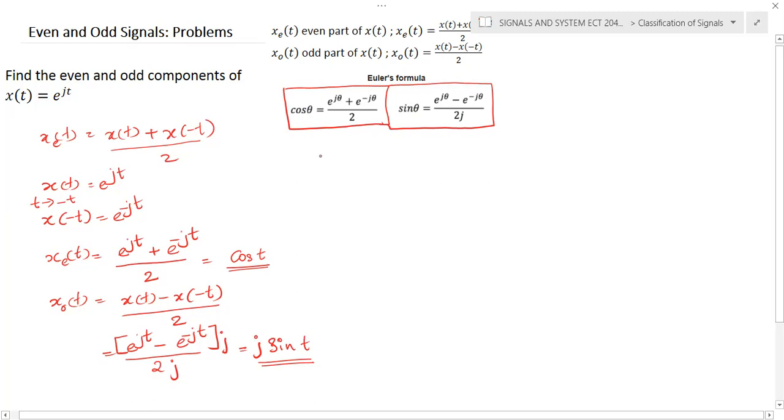Now we can verify this. e raised to j theta is equal to cos theta plus j sine theta. If we look at this equation, this cos theta part is the even component, and j sine theta is the odd component. And if you add these two signals, you will get x of t. So any signal can be written as the sum of its even component and odd component.